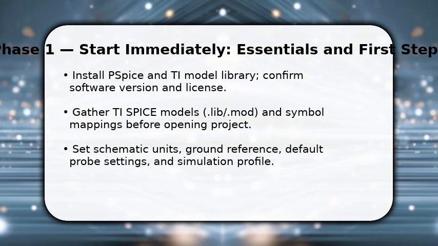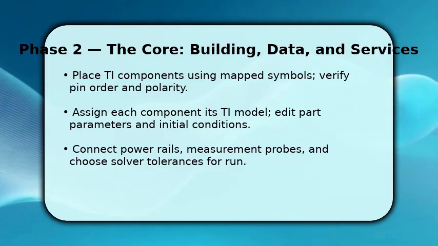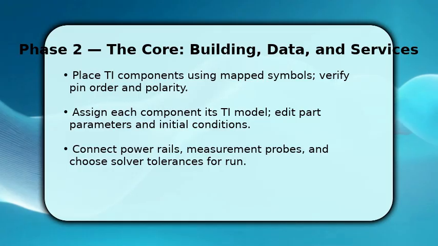You now assemble the circuit. Drag TI symbols and wire them carefully, checking pin order and orientation. Misplaced pins cause silent errors. Next, assign the imported TI model to each symbol and tune parameters such as R, C, transistor betas, or initial voltages so the simulation reflects reality.